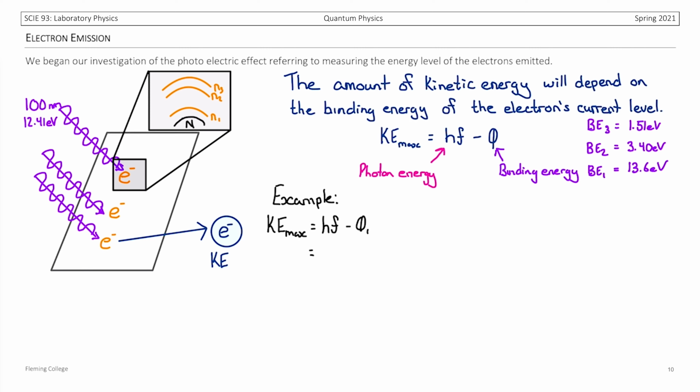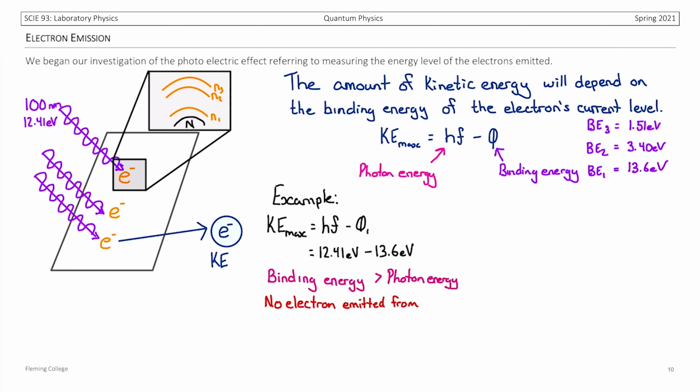In that case, we are shining our 12.41 electron volt ultraviolet light on the hydrogen. And if the electron available is at the first energy level, we know that it has a 13.6 electron volt binding energy. And when we do that subtraction, we get negative kinetic energy. We see the binding energy is greater than the photon energy. We actually have no emitted electron if the only electron available is at that first energy level. There just simply isn't enough energy to be able to free that electron from its level.